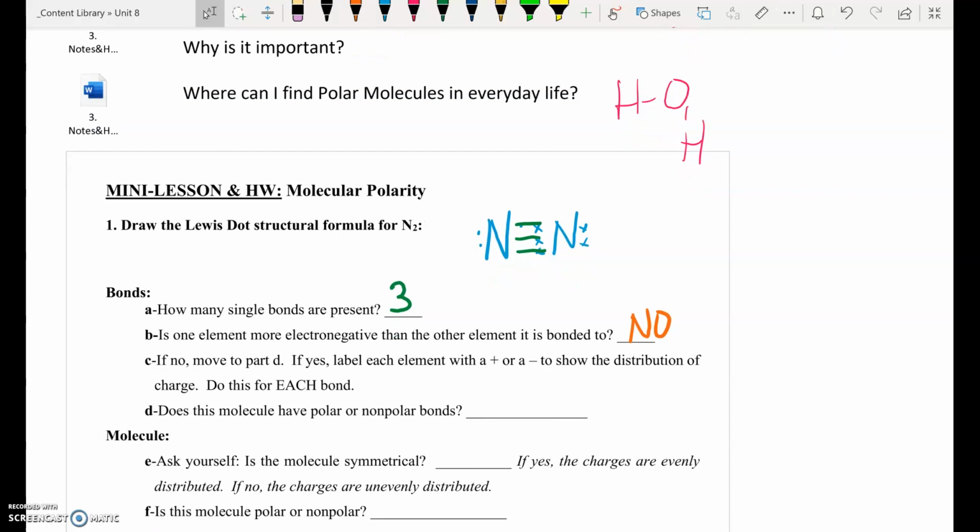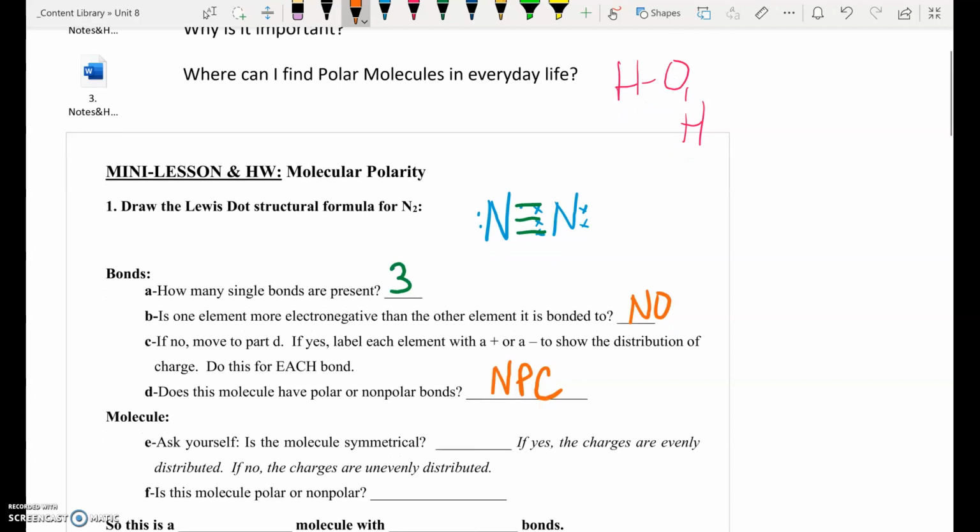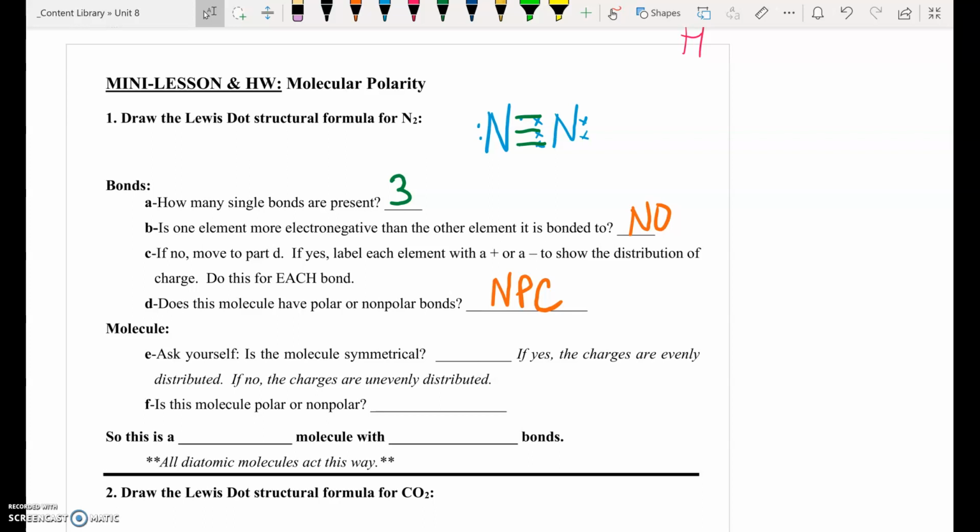Does this molecule have a polar or a non-polar bond? And of course, that's going to be a non-polar covalent bond. Because they're the same exact element, they're going to share their electrons 50-50, an equal sharing of electrons. So we call that a non-polar covalent bond. Remember, polar means that there's a positive side and a negative side. Because they're both exactly the same element, they would not pull the electrons further one way than the other.